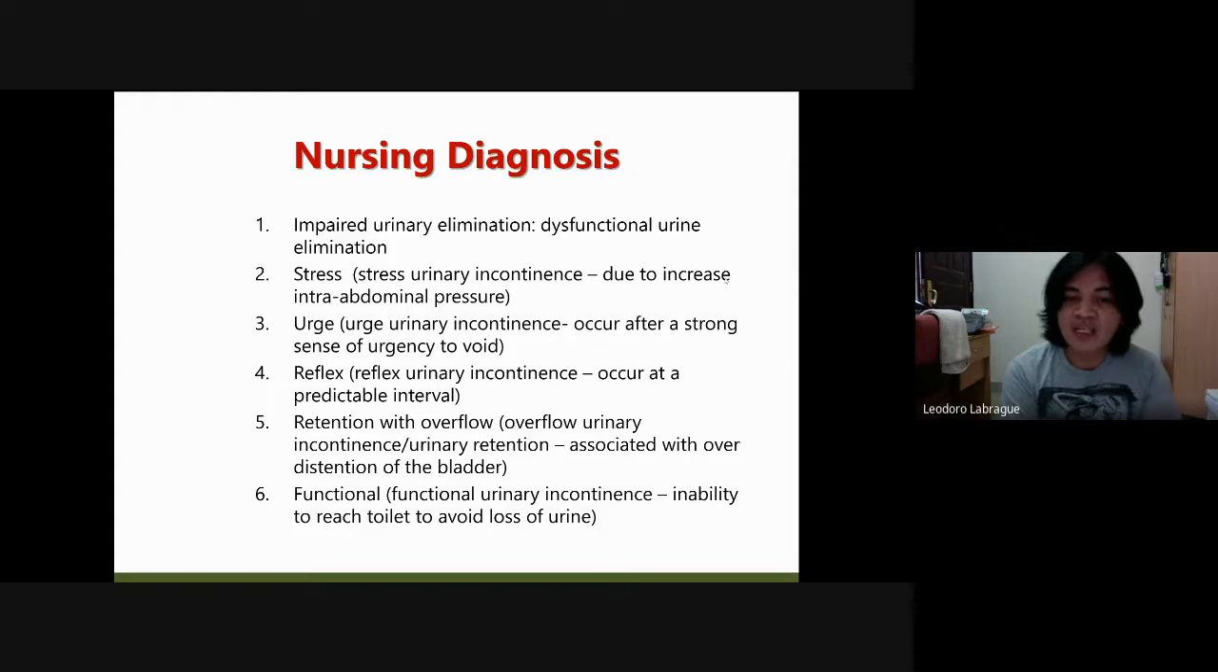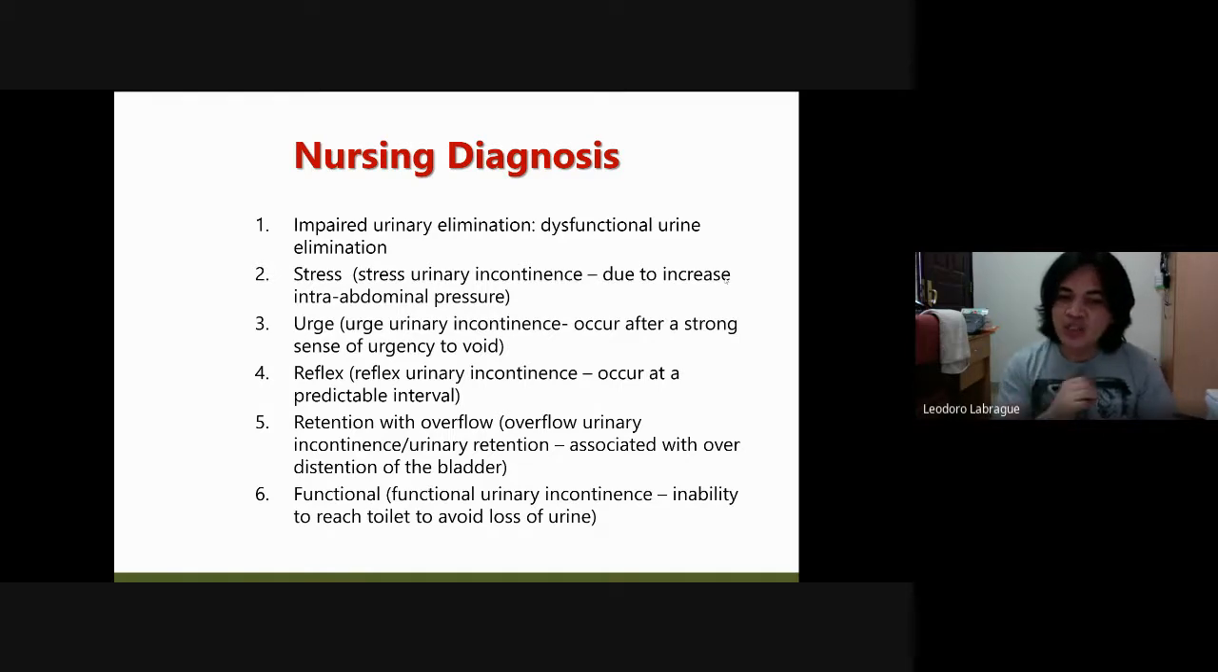We also have retention with overflow, or overflow urinary incontinence, and this is caused by overdistension of the bladder. If you keep on delaying, if you keep on controlling your urination because there is no washroom and you want to control it, the tendency is for your bladder to be distended. And once it reaches full capacity, it will leak. We call it overflow urinary incontinence.